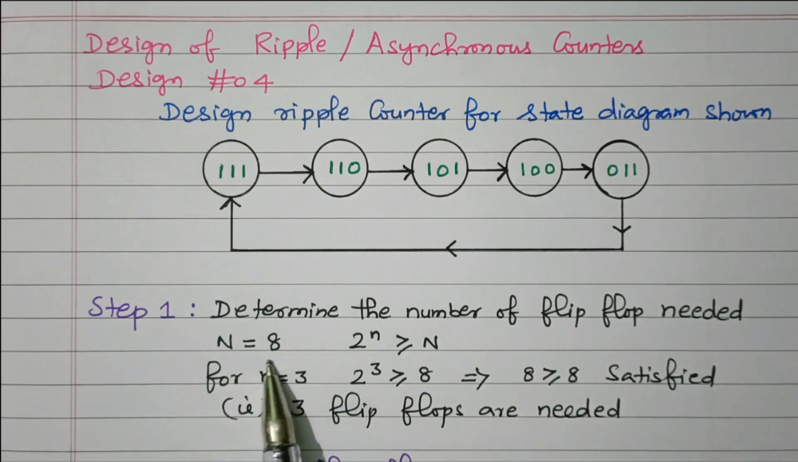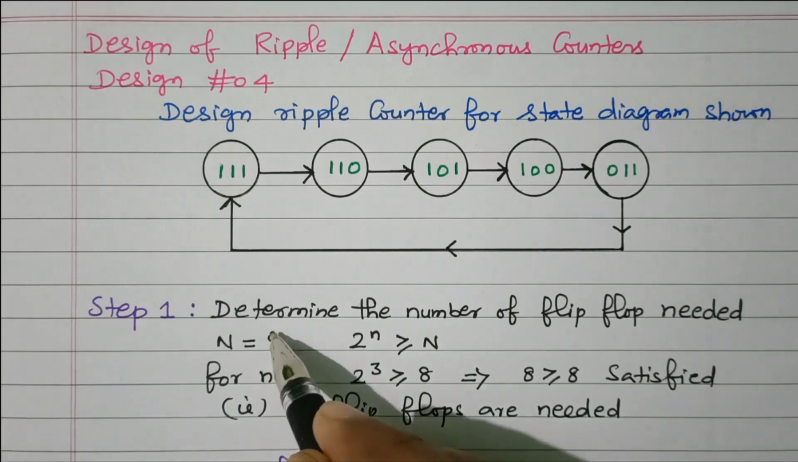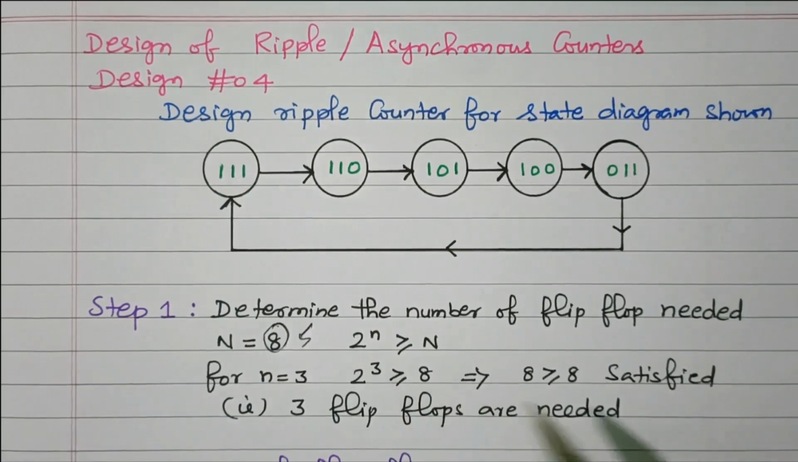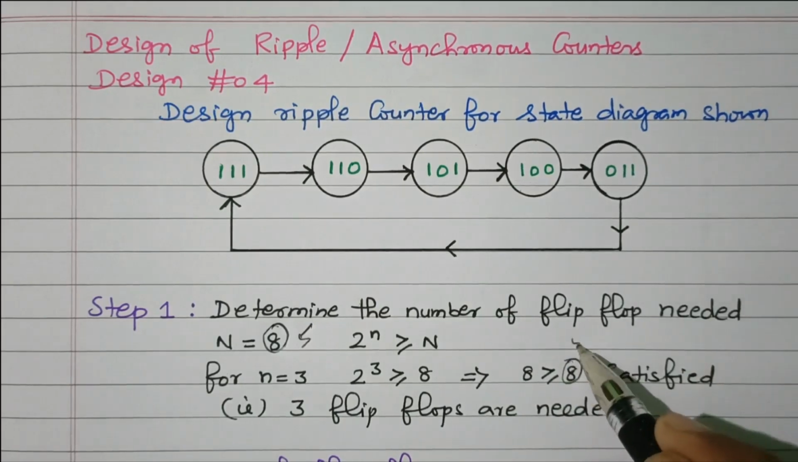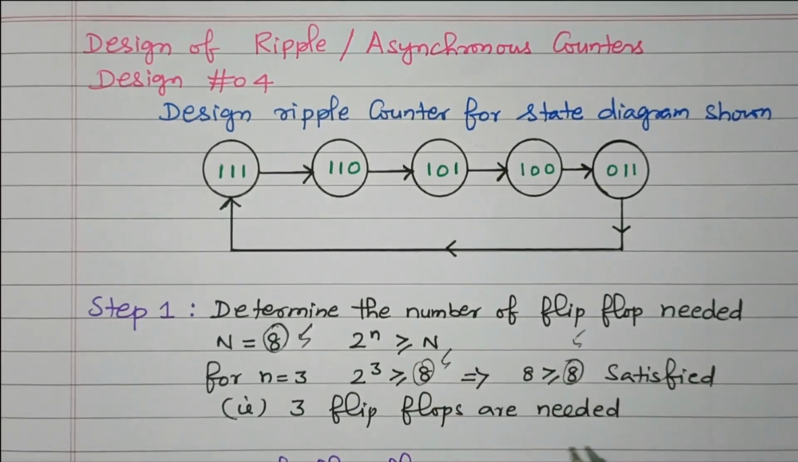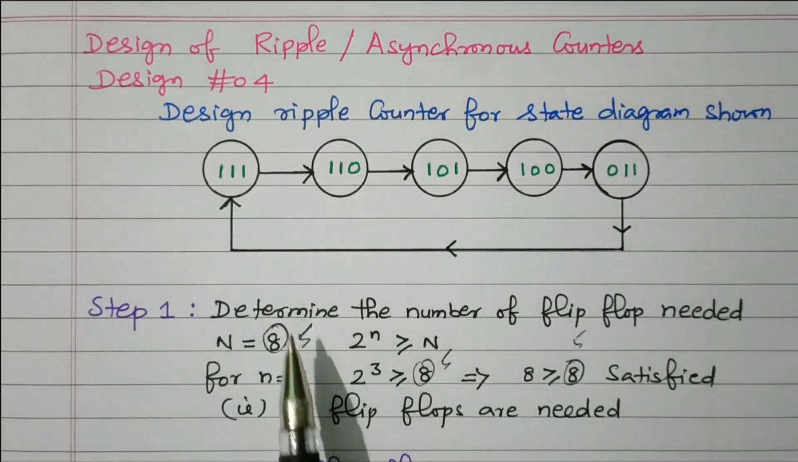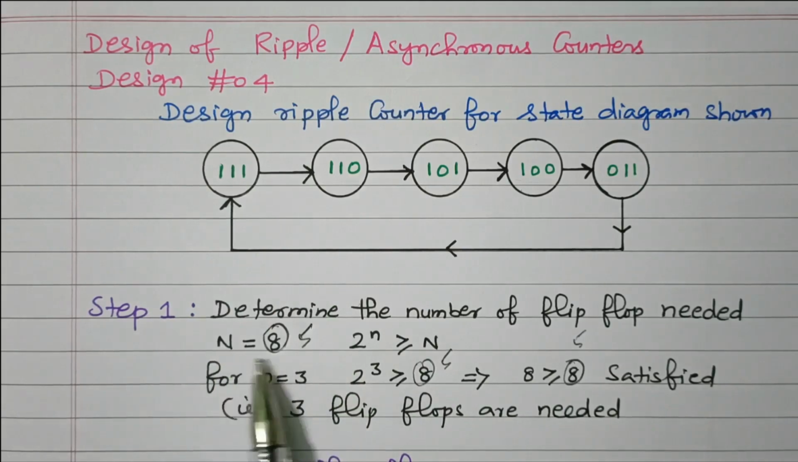So totally 8 states will be there, but in that we are going to use only 5 states. So here we can take N equal to 5 also. 2 to the power 3 is 8, greater than or equal to 5, so for that case also the condition is satisfied. Total 8 states, but in this state diagram only 5 states are there. So we take capital N equal to 5, 8 greater than or equal to 5, the condition is satisfied, and 3 flip-flops are needed.